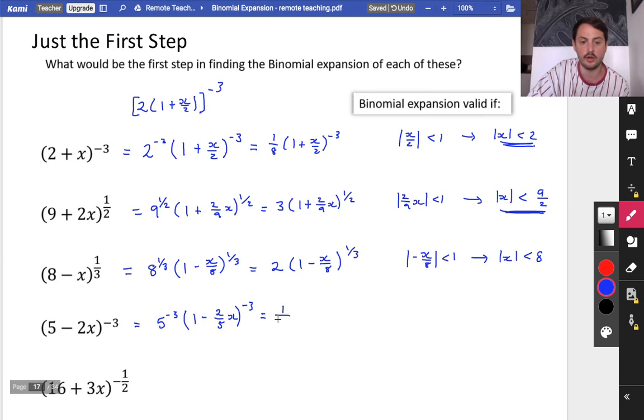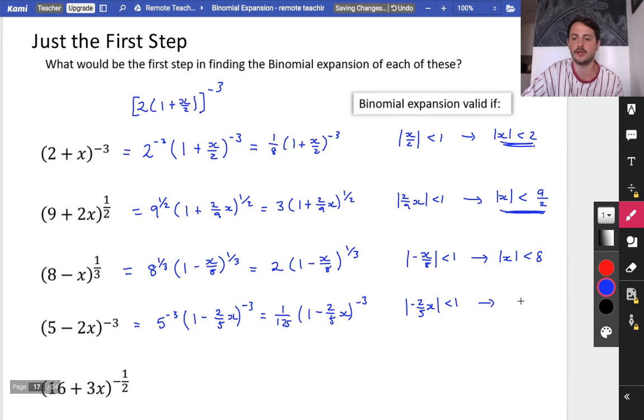So that's going to be 1 over 125, times (1 minus 2 over 5x) to the minus 3. So you're going to do binomial expansion on this, and at the end you multiply it by 1 over 125. This is only valid for minus 2 over 5x being less than 1. We'll ignore the negative, multiply by 5, and divide by 2. So x has got to be less than 5 over 2.